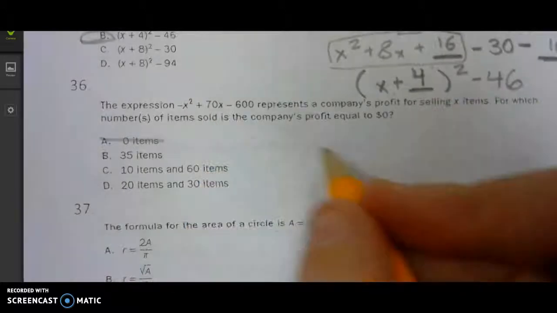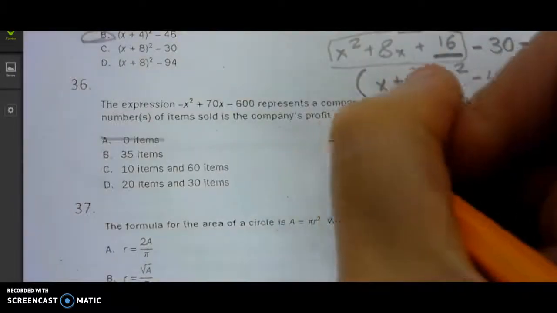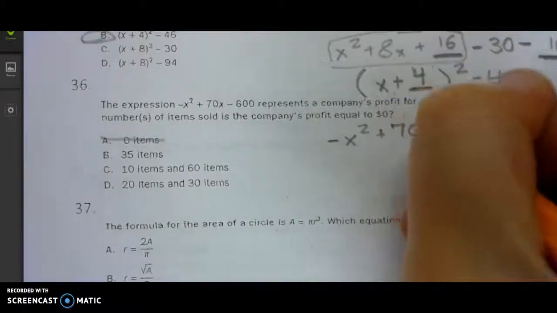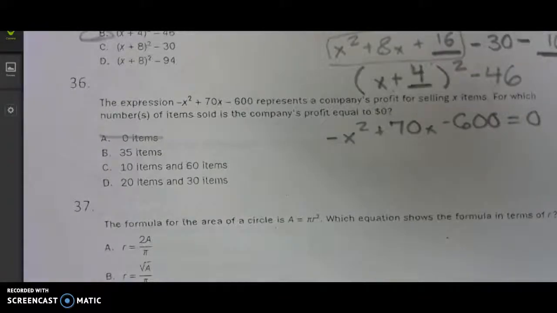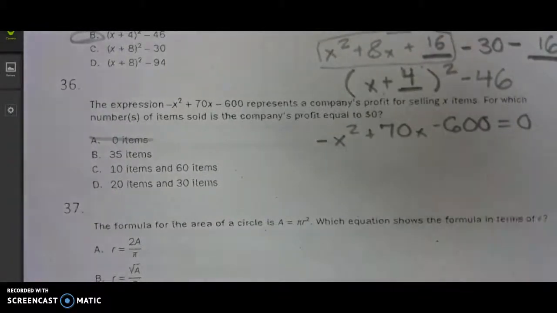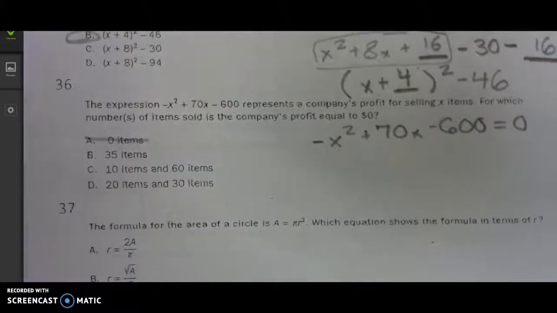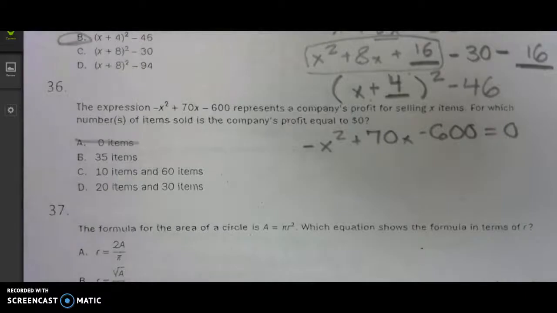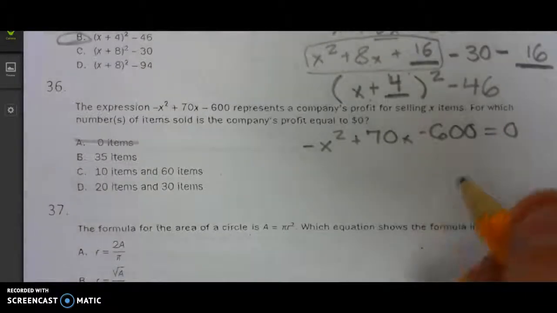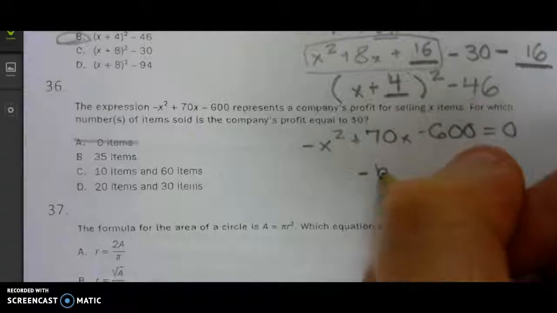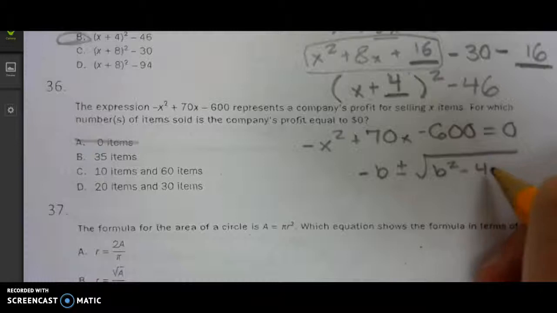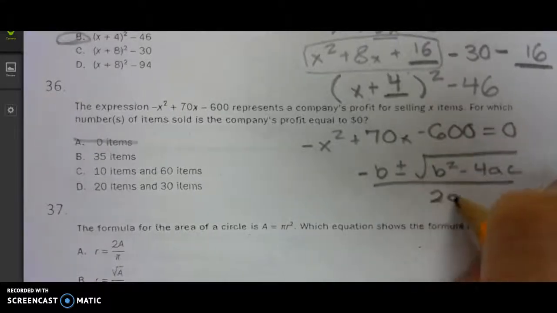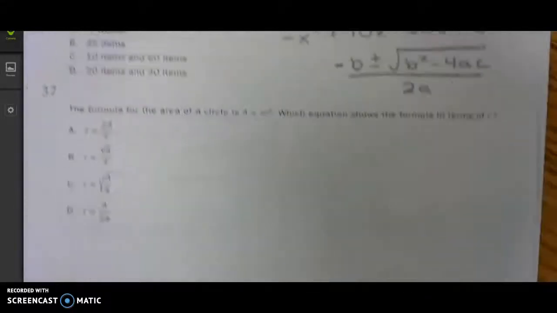So really we just got to solve this because it says it's equal to 0, so we just need to put negative x squared plus 70x minus 600 equals 0. And we have done a ton of these. We know exactly what to do. We can either use quadratic formula or we can solve by factoring. Since I've done the others by solving by factoring, let's go ahead and do this one with the quadratic formula. So negative b plus or minus the square root of b squared minus 4ac, over 2a. Go ahead and rewrite that down here.